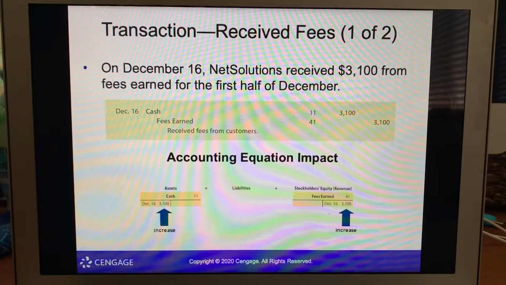So for this next one, received fees. So this is our cash is going to go up on December 16th, account 11 for $3,100. And our fees earned, account 41, is going to also be credited for $3,100. And don't forget, this is a revenue, so this goes in as an increase. So they both increase on both sides.